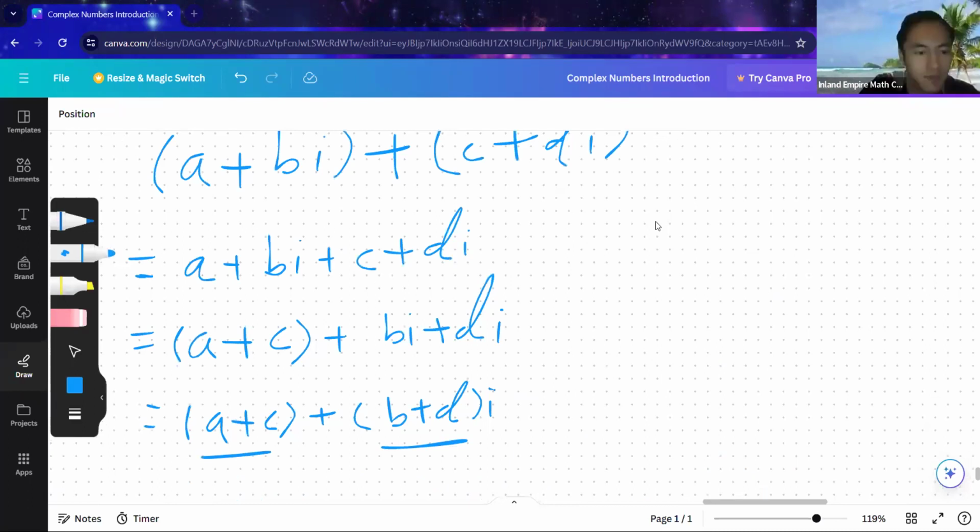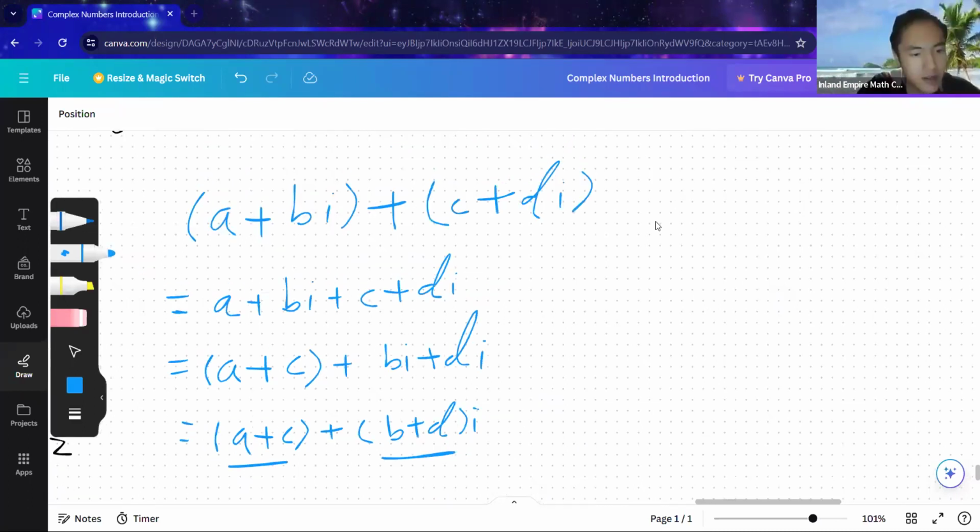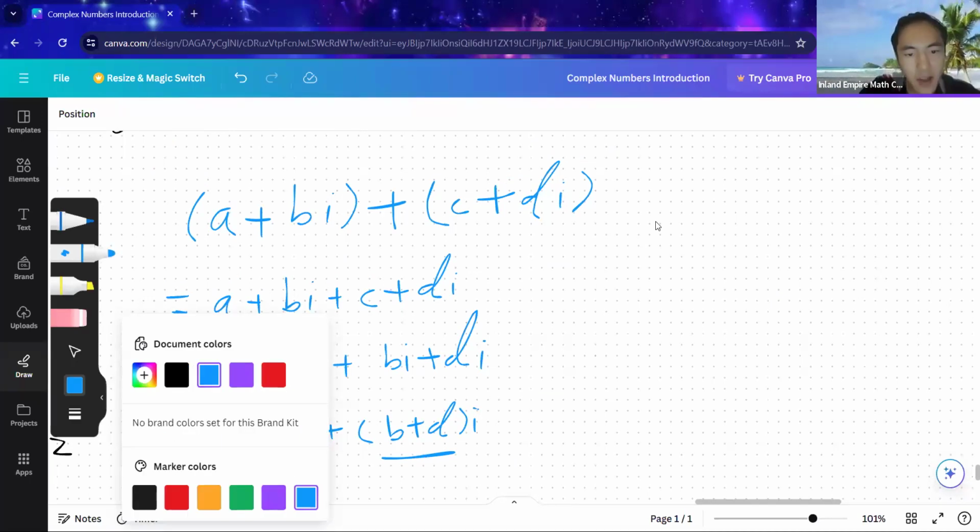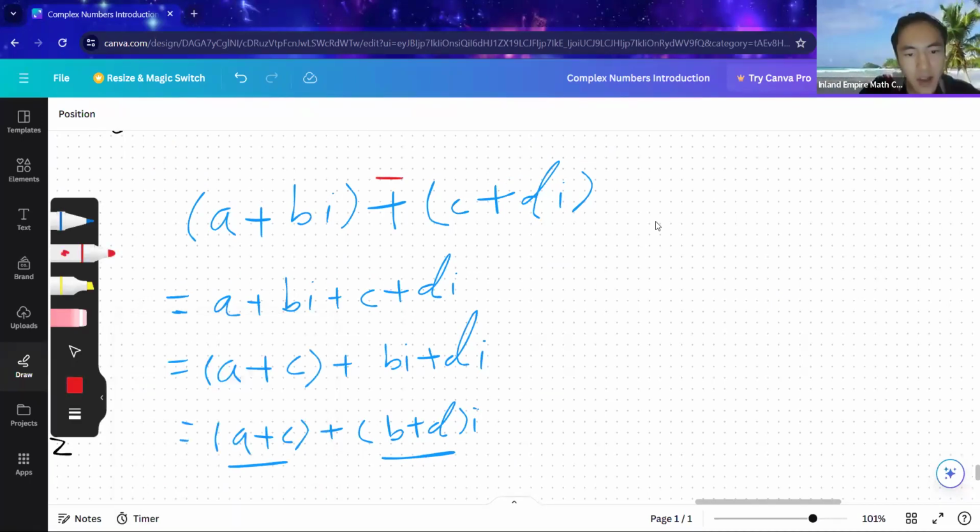But this is how addition and subtraction works, right? If it's subtraction, it's the same thing, right? If I just replace this with a negative sign, everything would be the same, except that the sign would change. And so you would have (A minus C) plus (B minus D)i instead of A plus C plus B plus D. But again, you just group the same parts together and just add and subtract them, right?